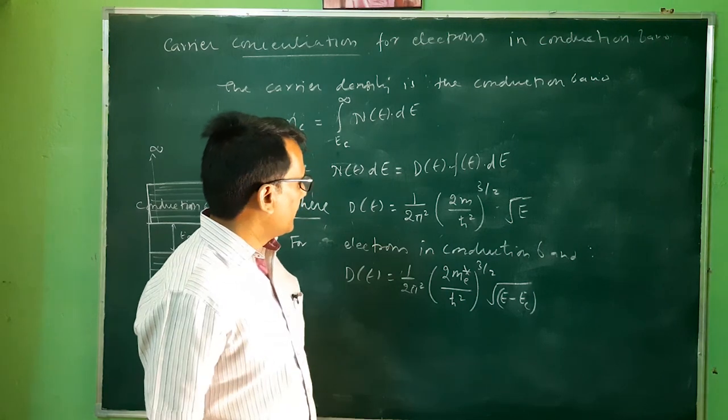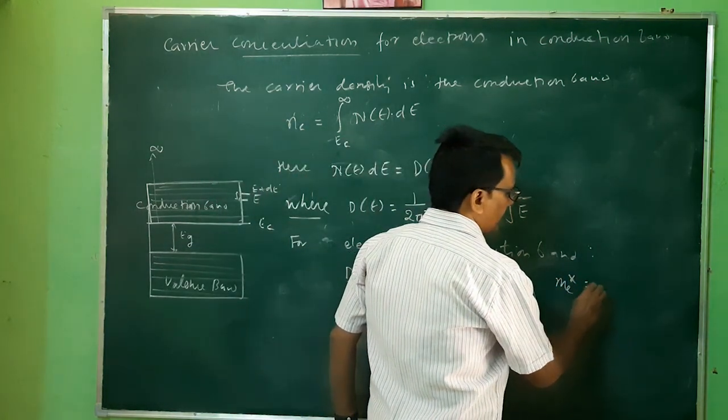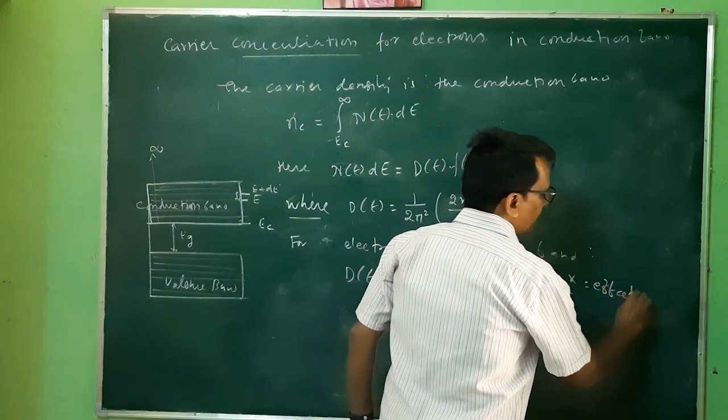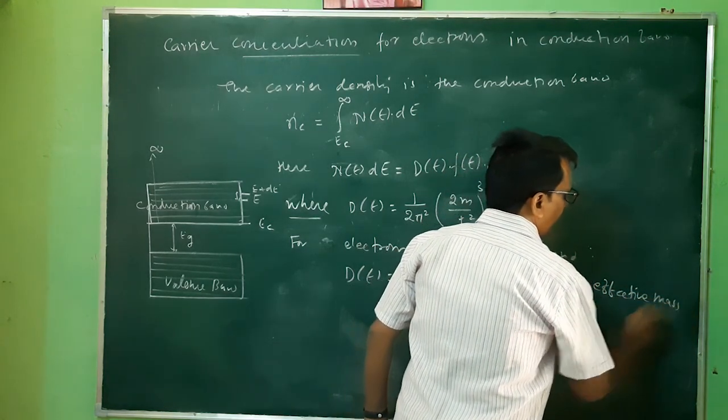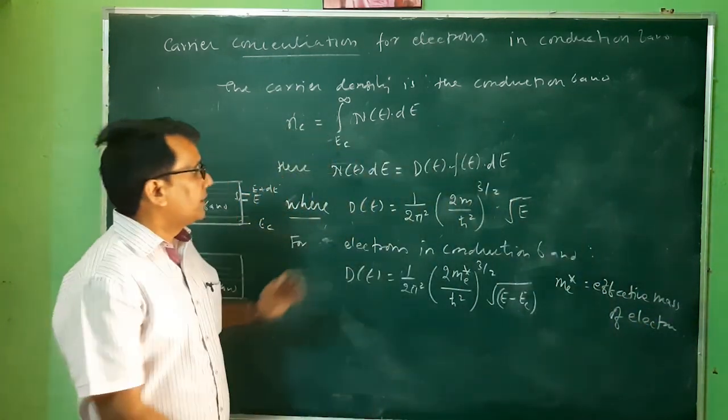So this is that density of states, and here I should write me*, the effective mass of electrons. And this is the first term.